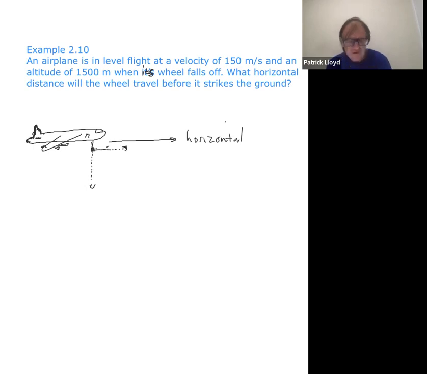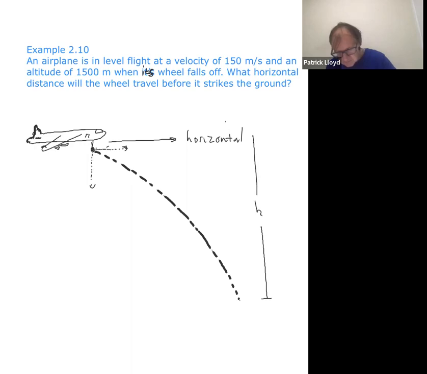So what will happen is the Earth will pull it faster and faster toward the ground, so it'll go faster and faster to the ground. But it will keep moving essentially at the same speed horizontally. So it'll do this kind of path like this until it strikes the ground. Okay. Now the ground is 1,500 meters down. So our height is 1,500 meters.